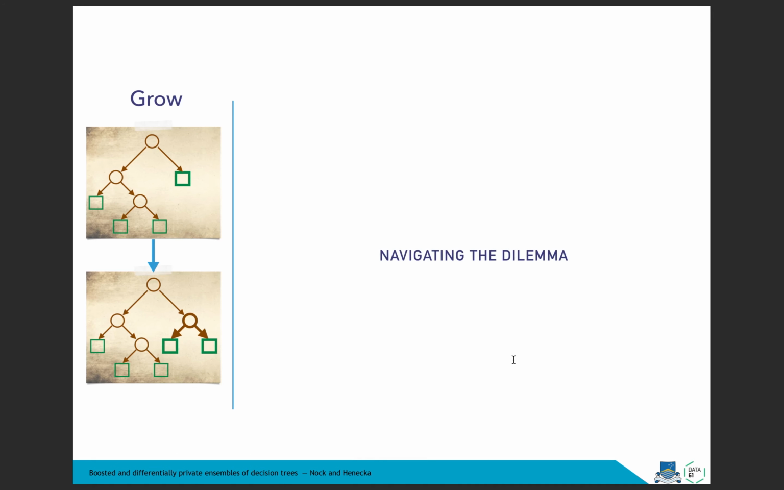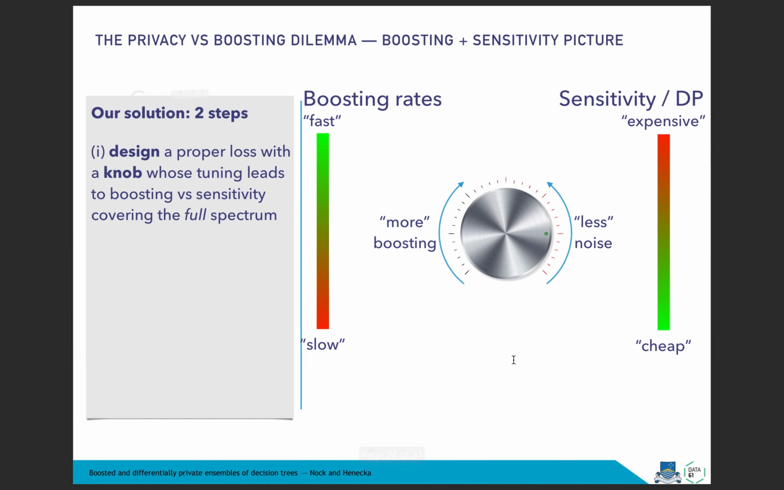So how can we navigate this dilemma? Well, our solution in two steps starts from the design of a proper loss with a particular knob whose tuning is going to make us navigate the boosting versus sensitivity picture along the full spectrum.